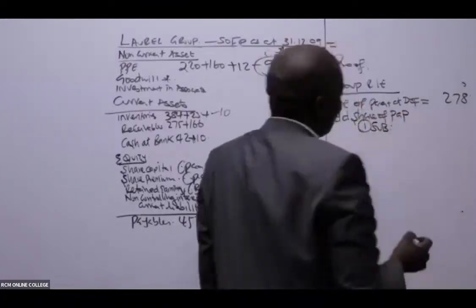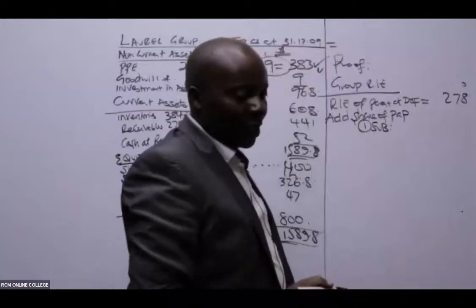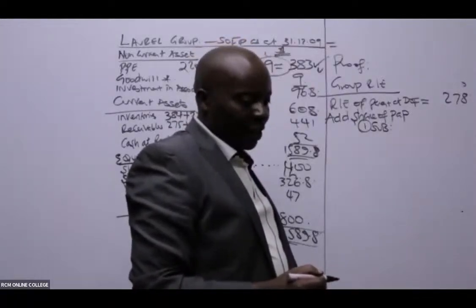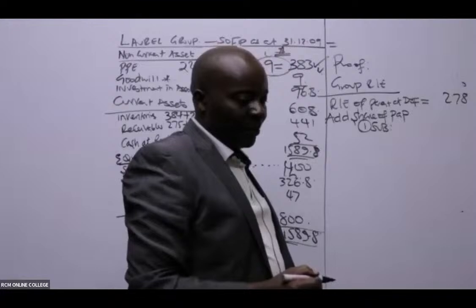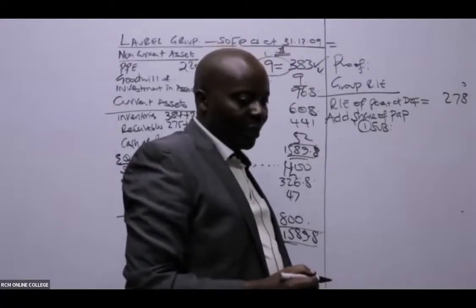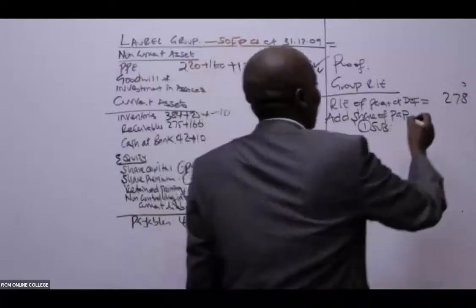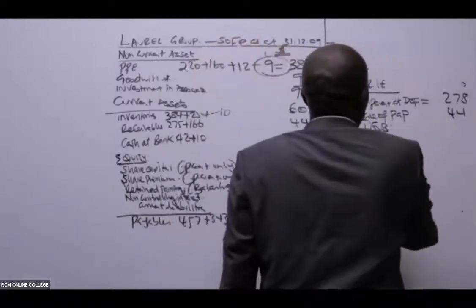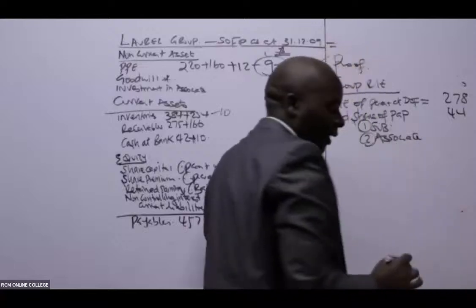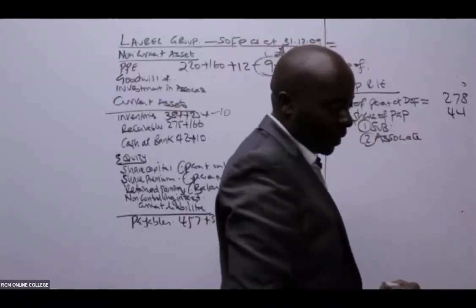Share of PAP, number one, subsidiary. Are they able to remember those figures? Wait, they're not following. 44, isn't it? That's number one. And then remember number two, they have an associate. Are they able to remember that figure, share of PAP from the associate?